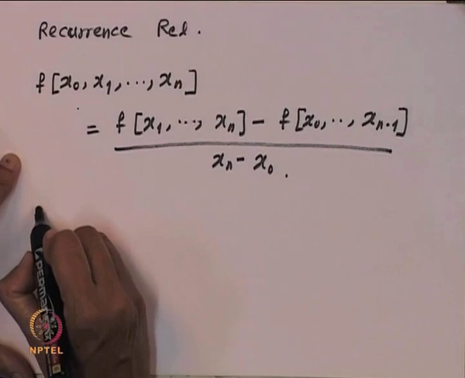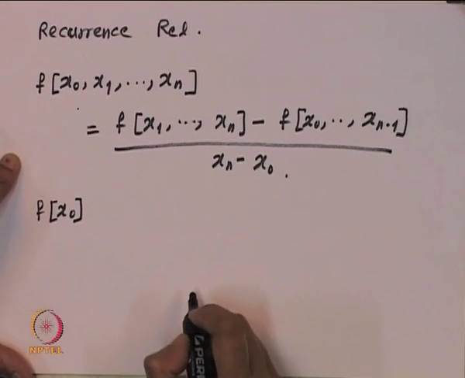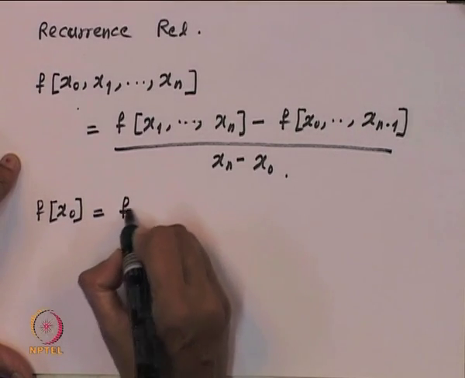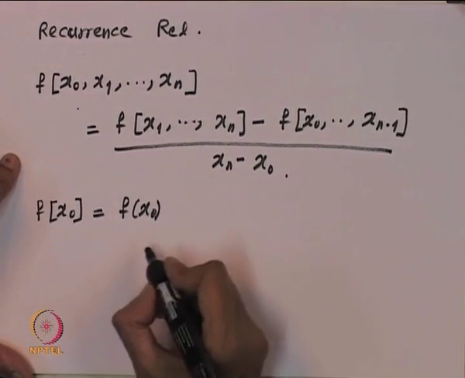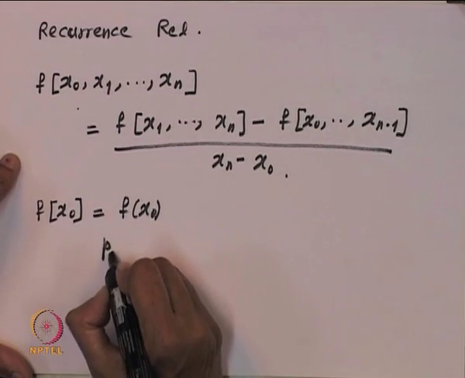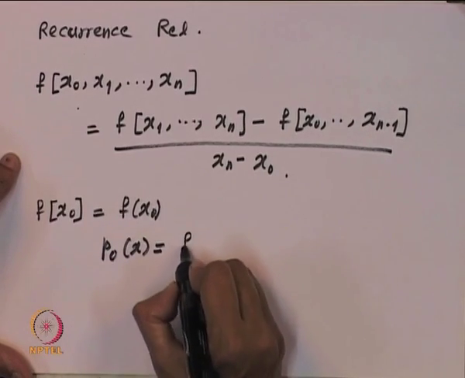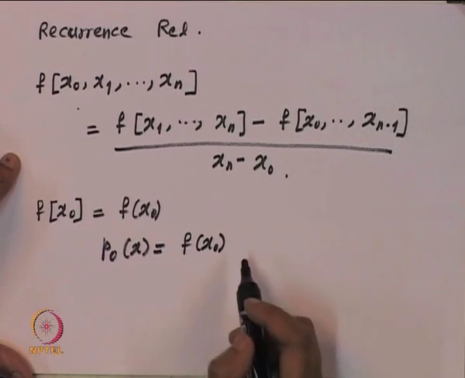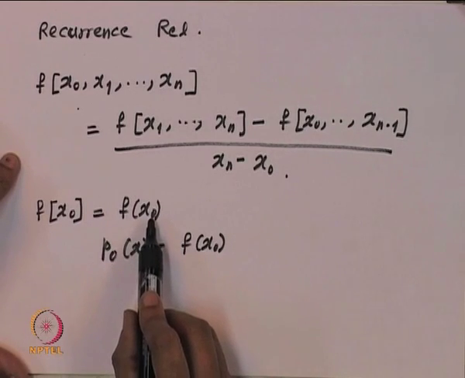When you consider the divided difference based on one point, f of x 0, this is going to be equal to f of x 0, because what we have to do is look at p 0 x. P 0 x is going to be f of x 0, and the constant term is equal to f of x 0. So, f of x 0 is equal to f of x 0.